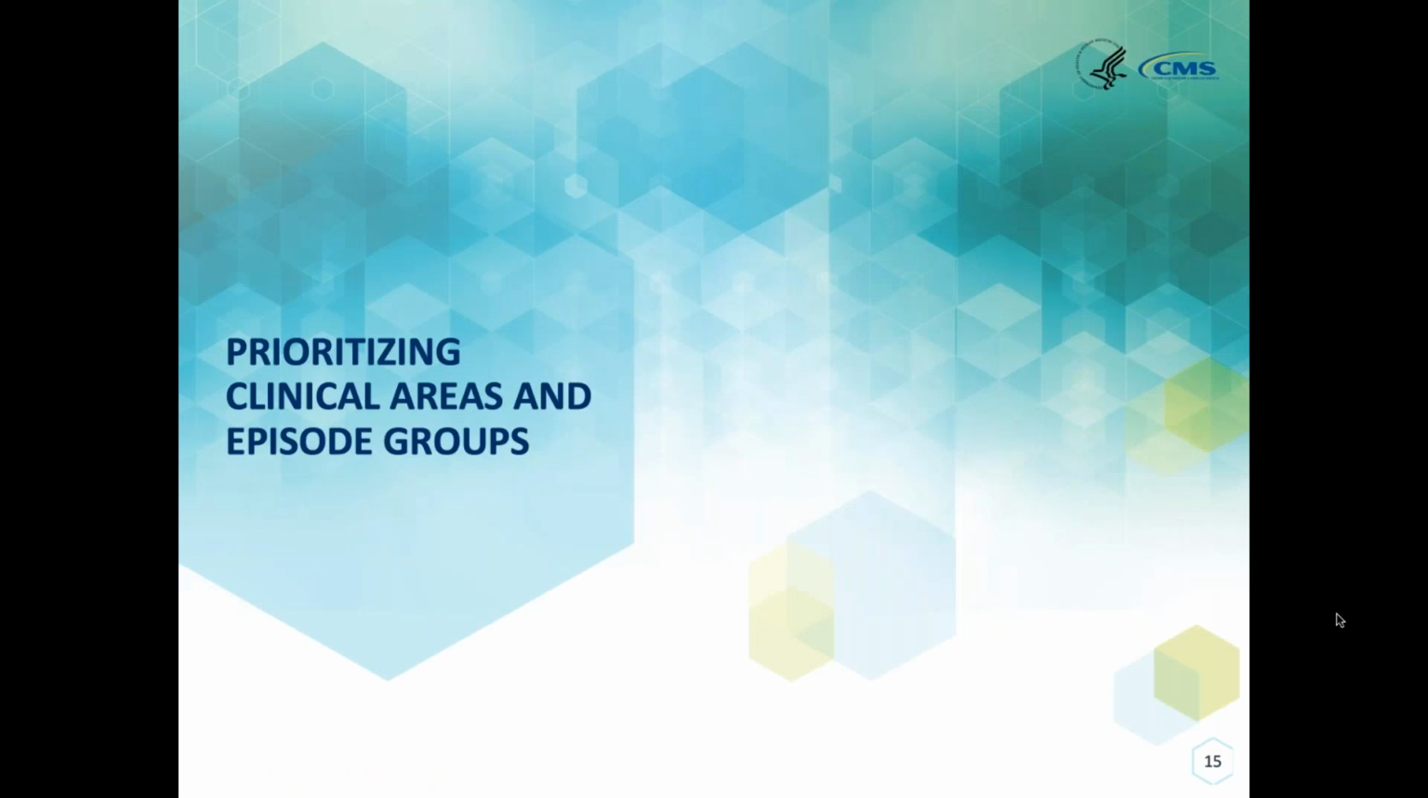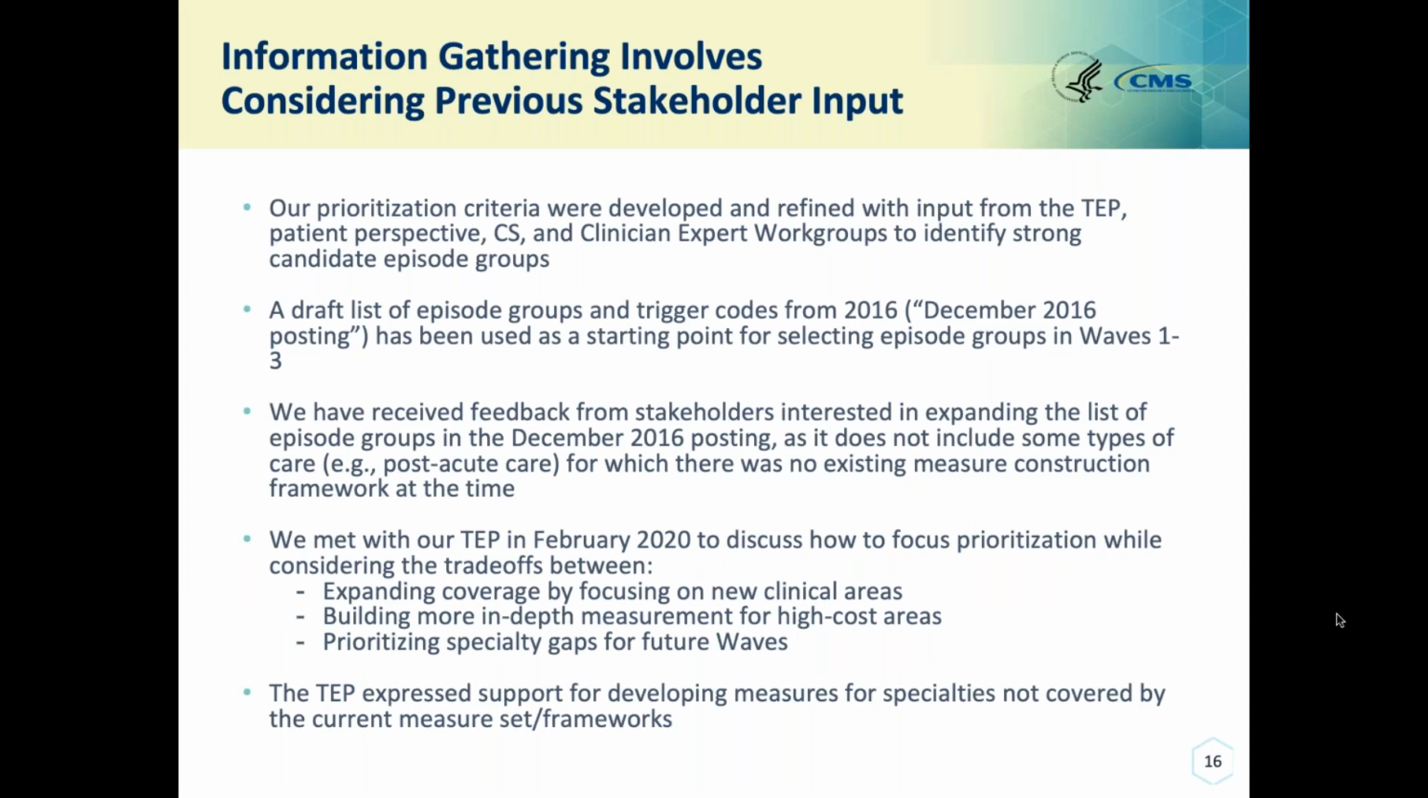So in this section, I'll walk through how we prioritize clinical areas and episode groups for development in preparing for Wave 4. Next slide, please. Our approach is something that we have developed and refined over the years. This includes incorporating feedback from the TEP, the patient perspective, clinical subcommittees, and expert work groups about what are the most important factors to consider when deciding which measures to develop. As mentioned earlier, this prioritization process helps ensure that the cost measures are aligning with CMS's Meaningful Measures initiative.